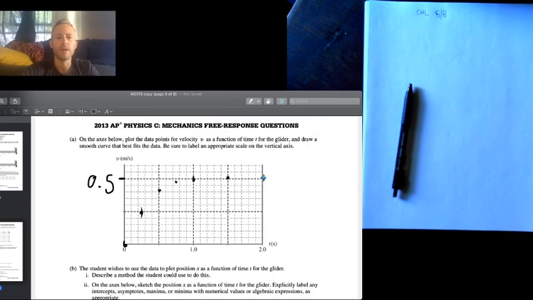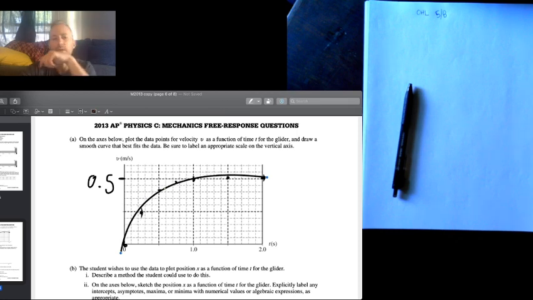I'm going to draw a smooth curve that best matches the data. So something kind of like this. Play around with that to try and make it better matching.